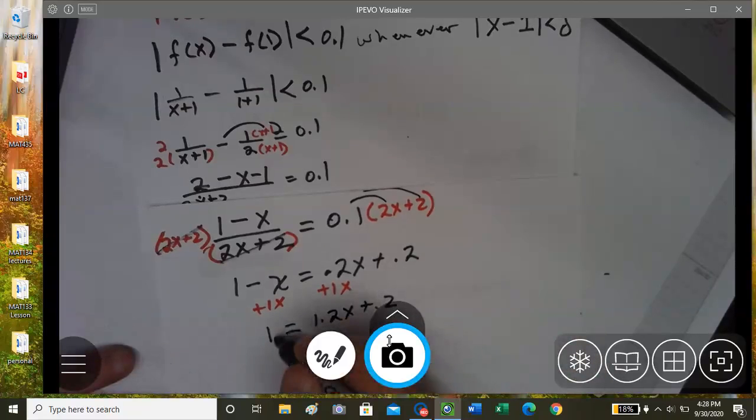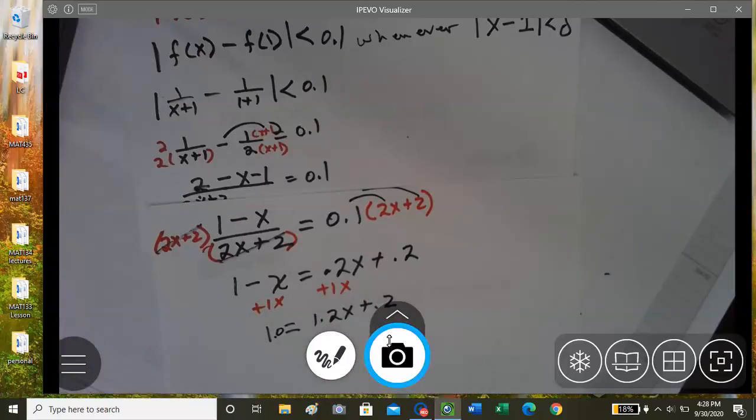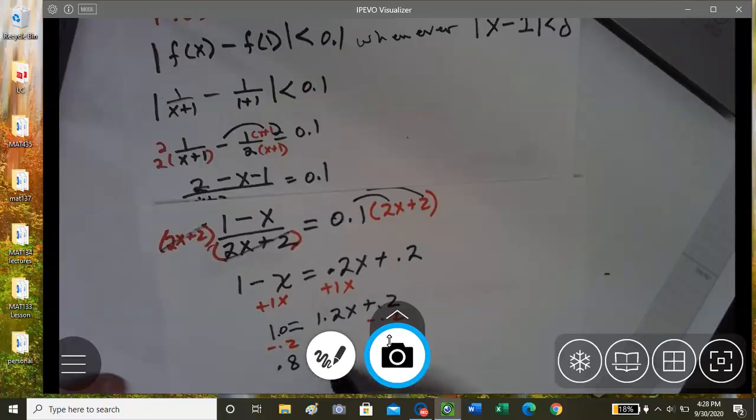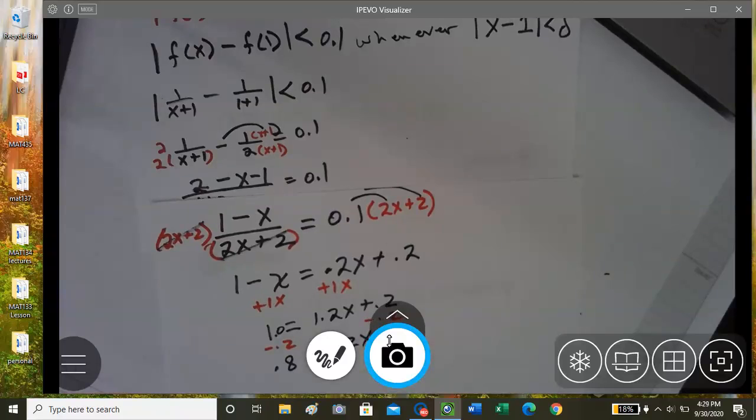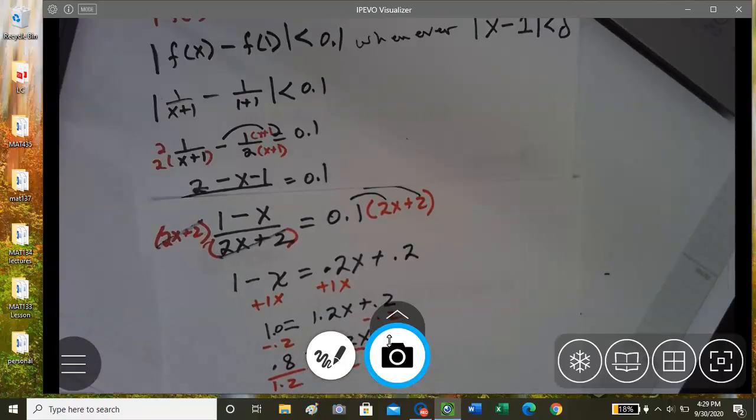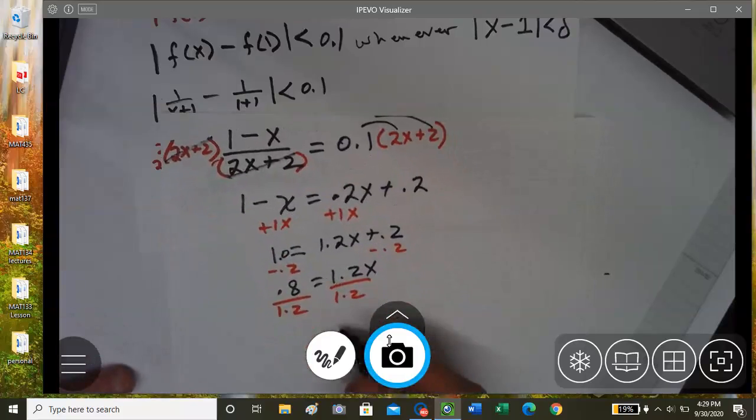So from here, this is 1.0, right? Same thing as 1.0. So now we're going to subtract 0.2, subtract 0.2, and we get 1.0 minus 0.2. That'll be 0.8 equals 1.2x. So we're going to divide 1.2, divide 1.2 to both sides. And so we get here x equals 0.8 over 1.2.